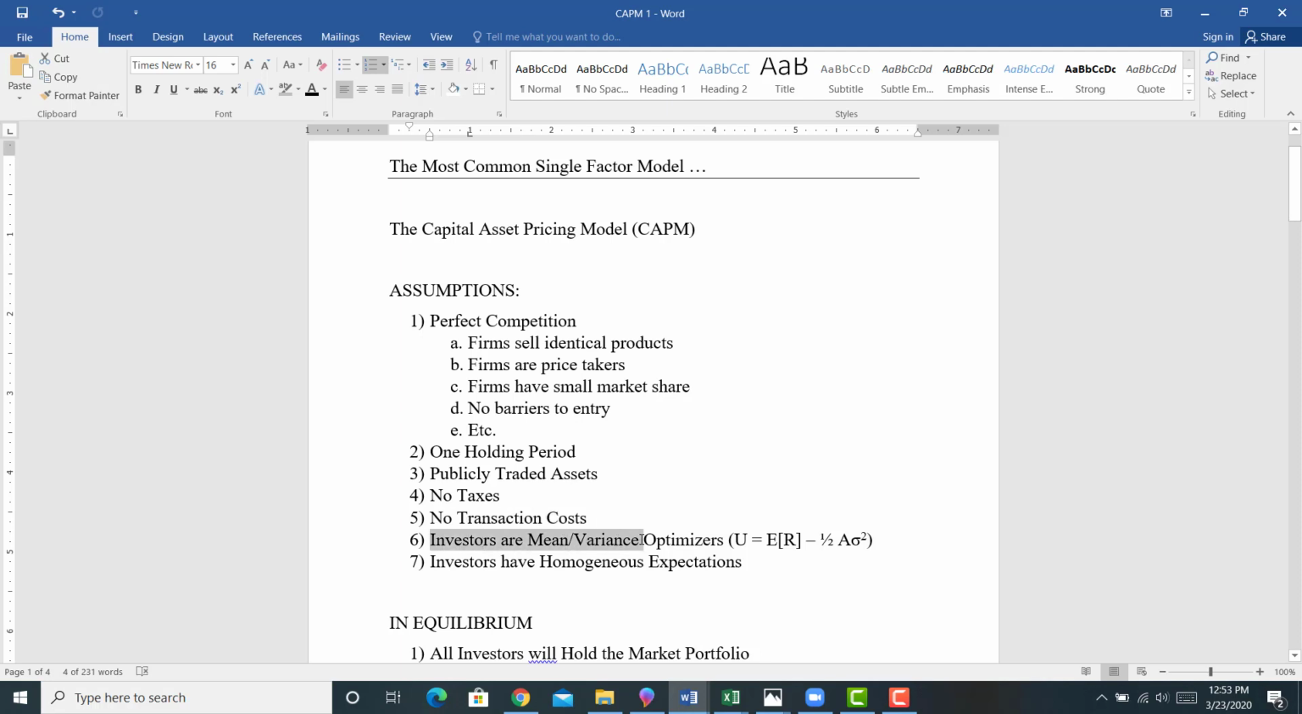This is also an interesting one. Investors are mean variance optimizers. I've written up here the CFA utility function that we've talked about previously. Recall that the CFA utility function stops at the variance and doesn't account for skewness or kurtosis, which we've talked about previously.